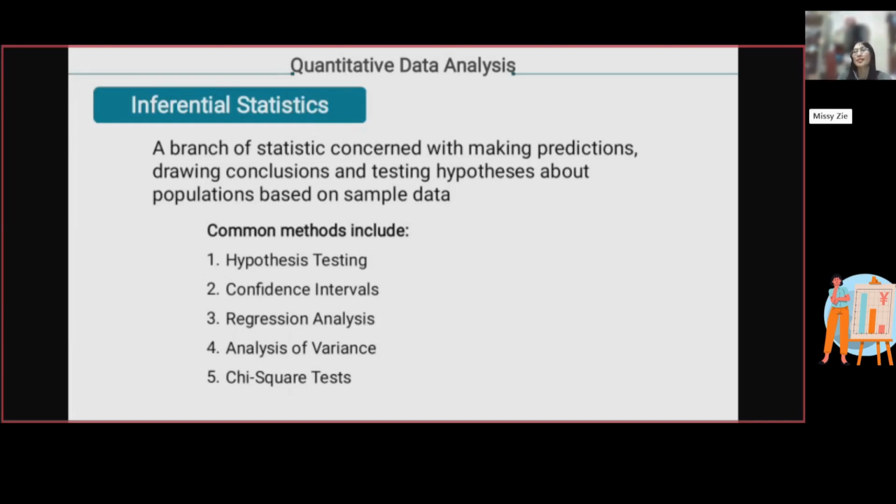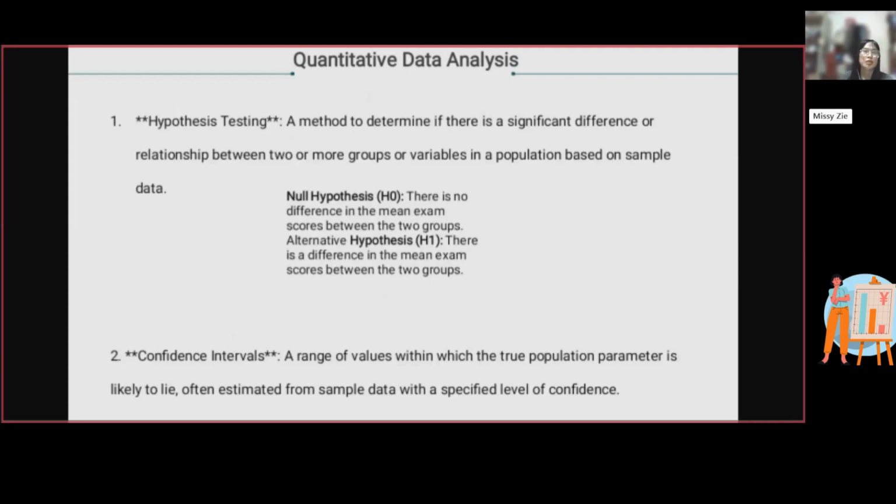Now, what is hypothesis testing? It's a method to determine if there is a significant difference or relationship between two or more groups or variables in a population based on the samples given. For example, the exam scores. The null hypothesis is that there is no difference in the mean exam scores between the two groups. But the alternative hypothesis is that there is a difference in the mean exam scores between the two groups.